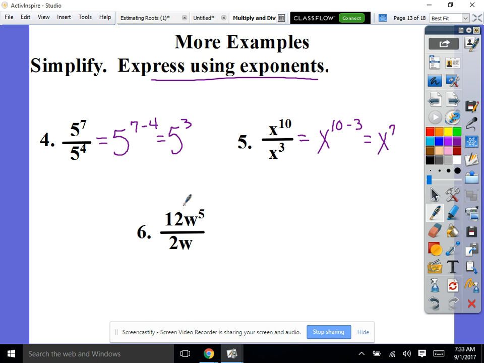Now, the same with multiplication. When we have coefficients, we're going to go ahead and divide those. So 12 divided by 2 is 6. Keep the base of w, top 5 minus, we don't have an exponent, so what is it? It is 1, which would give us 6w to the 4th.